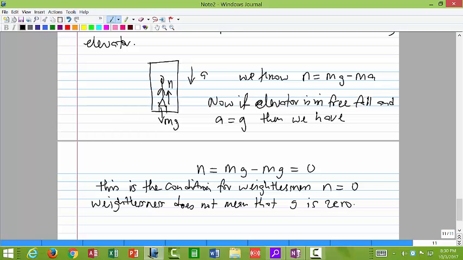There is no longer support. That's when you start floating in the elevator. So if you were in an elevator in a very tall building and the cord broke, you would start falling. At some point, if a becomes equal to g, you start floating until you hit the ground. Then back to reality. But that's what happens. So that is the condition for weightlessness: N is equal to 0 because a becomes equal to g.